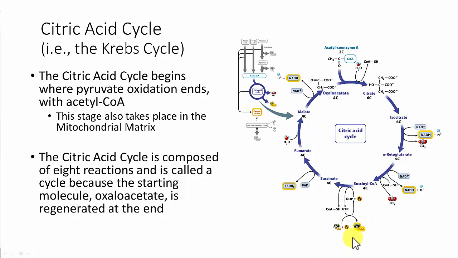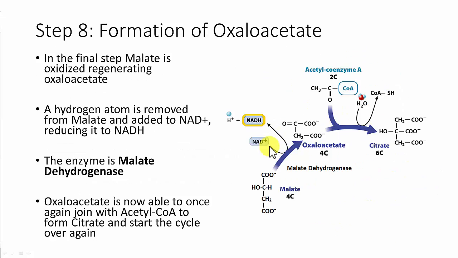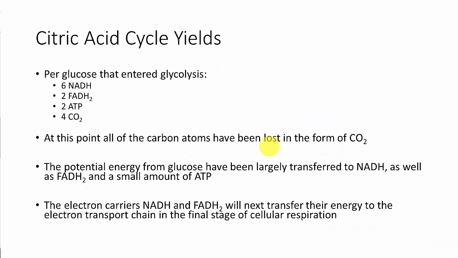We get our 1 ATP here, double that to make 2. And we get our 1 FADH here, double that to make 2. So that's where we come up with these numbers here with our yields per glucose. And as I already mentioned, all the carbon's been lost. What we have left is a little bit of ATP, but mostly we have charged electron carriers in the form of NADH and FADH2.